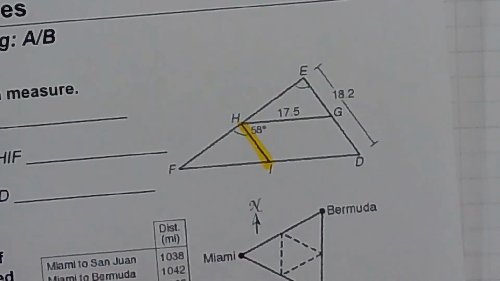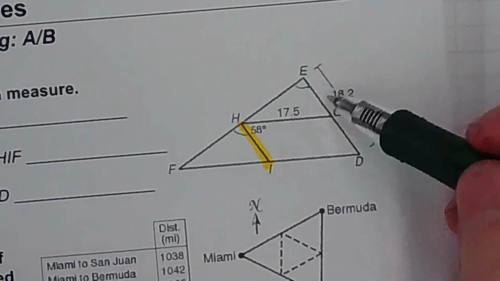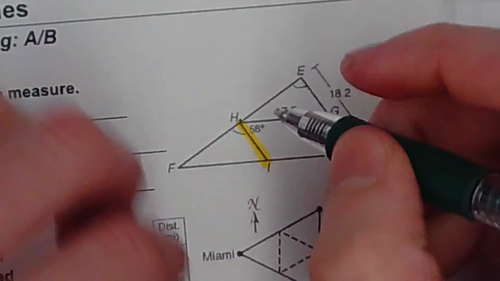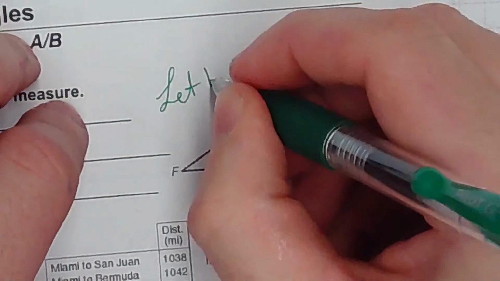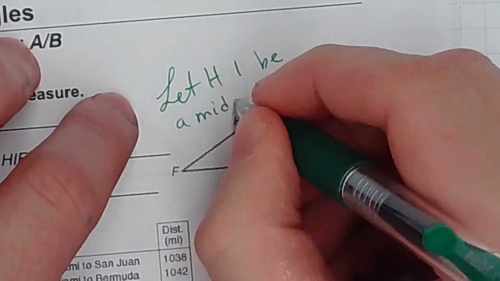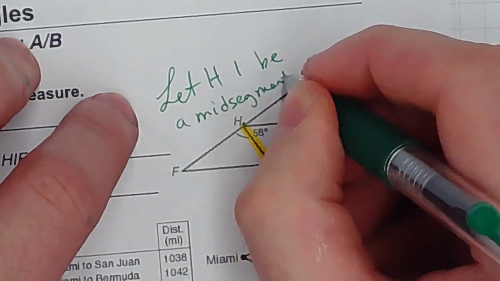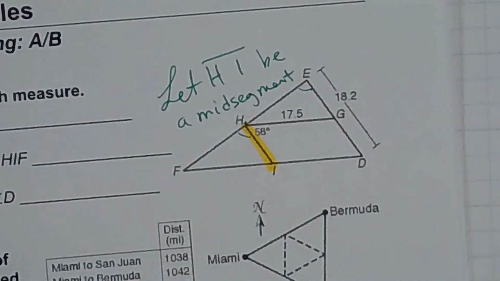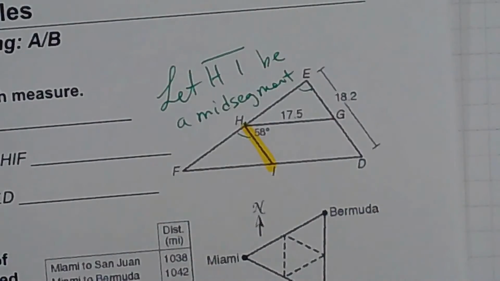I don't know that this is half of that. So we are going to assume. Let's do this. Let HI be a mid-segment. I think they didn't give you enough information for this problem.